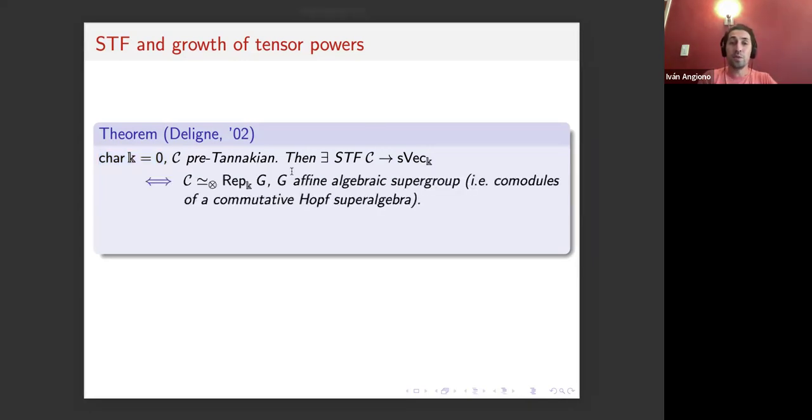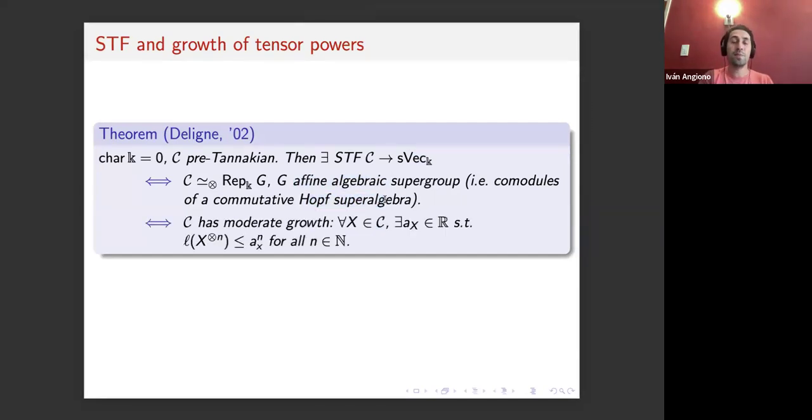This is equivalent to having representations of a supergroup, an affine algebraic supergroup. For those who know what an affine algebraic group is, this is more or less the same, but over supervector spaces. For those knowing Hopf algebras, this is comodules over a commutative Hopf superalgebra, which is finitely generated. I forgot to add this, but essentially this is what you have. You can reconstruct the big category from supervector spaces and a Hopf algebra there. This is essentially the way.